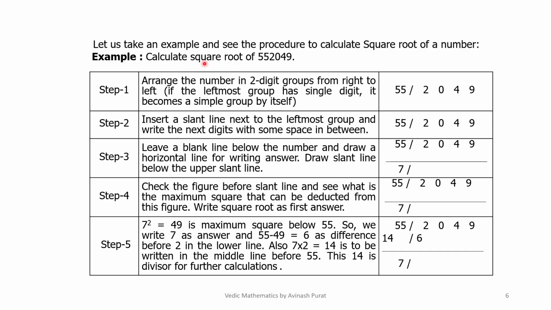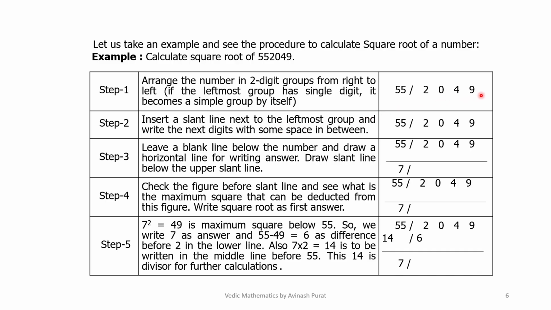Let us take an example and see the procedure to calculate the square root of a number. Example: calculate the square root of 552049. Step 1. Arrange the number in 2-digit groups from right to left. If the leftmost group has a single digit, it becomes a single group by itself.